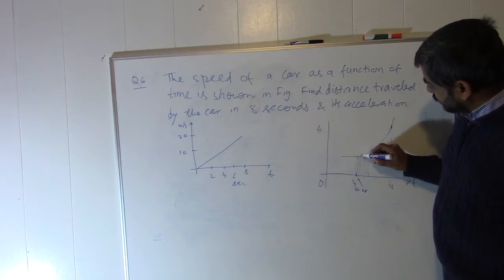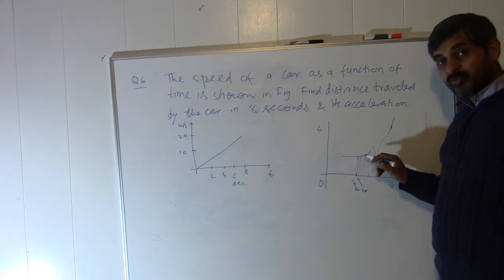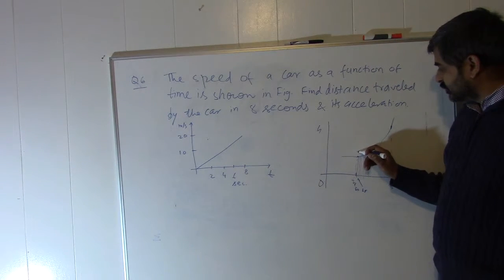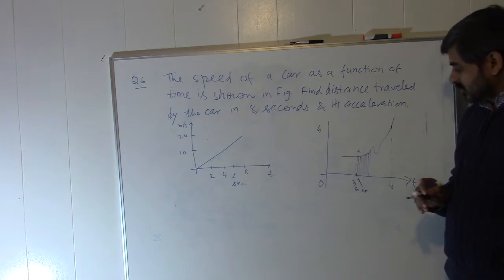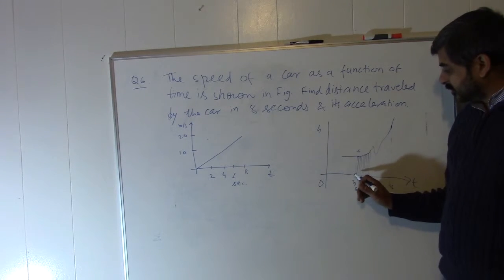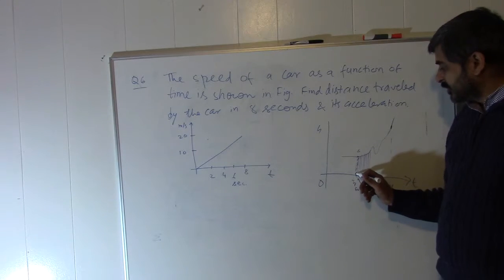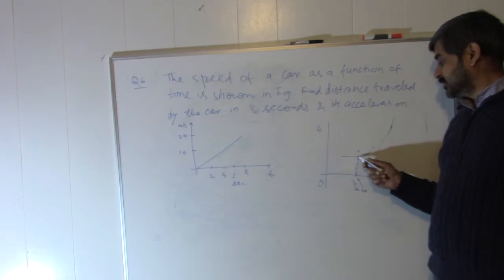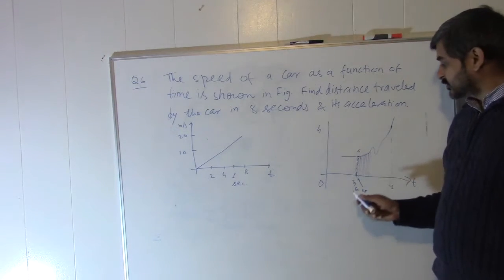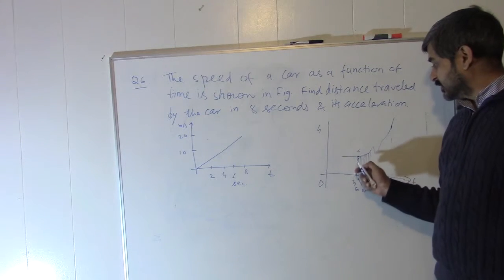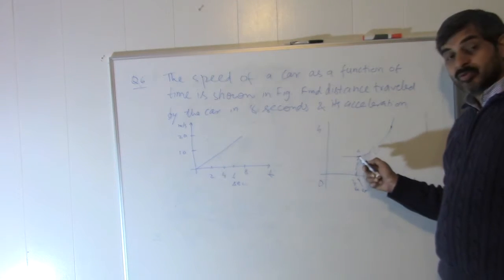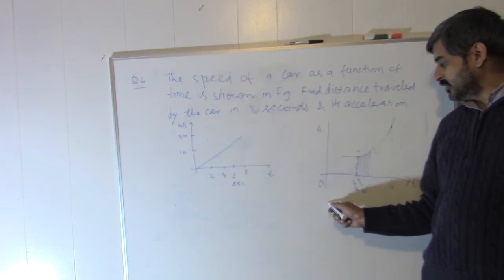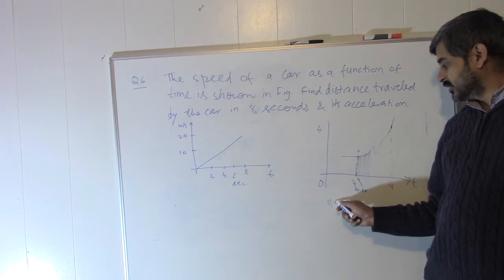Since these two points are very close, let's say the average velocity in this period is v1. Then the distance traveled in this time interval will be this velocity v1, which is about the same across the interval, multiplied by the time. So we can write v1 into delta t.